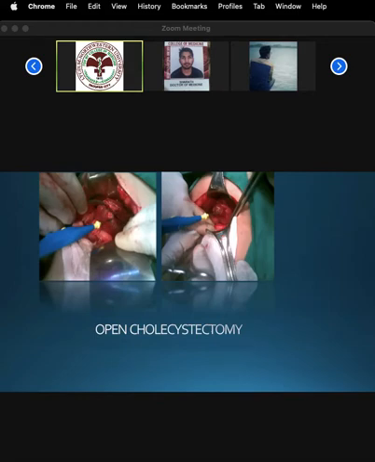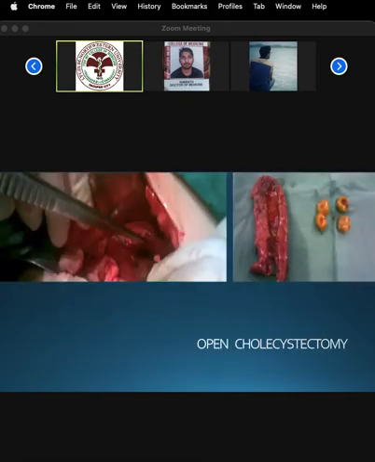So again, the gallbladder is being mobilized from the liver bed. After complete mobilization, we should make sure that there is no bleeding in the liver bed before closing up. So this is the gallbladder, and that's the stone.